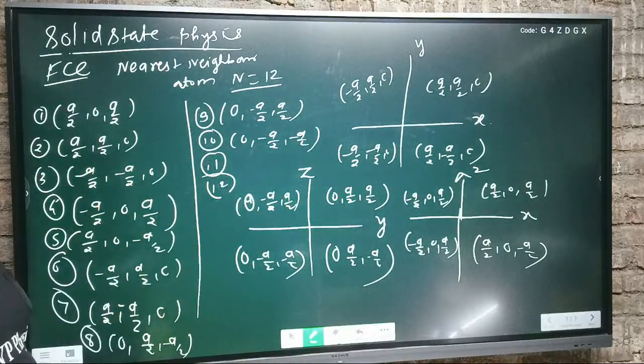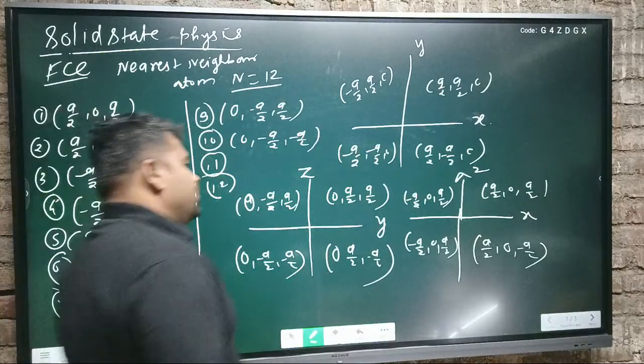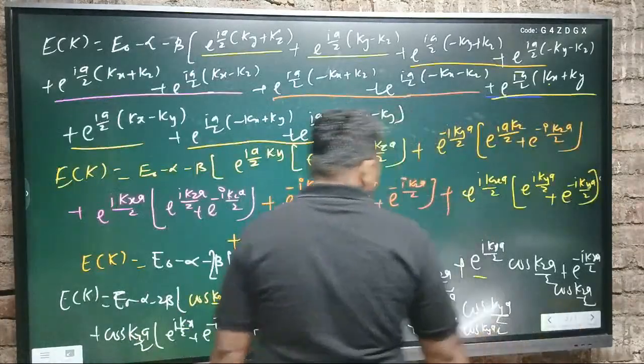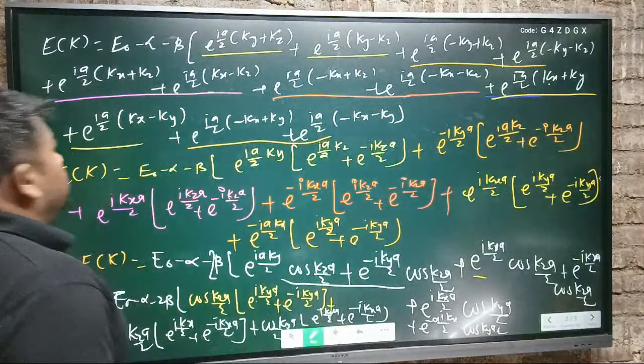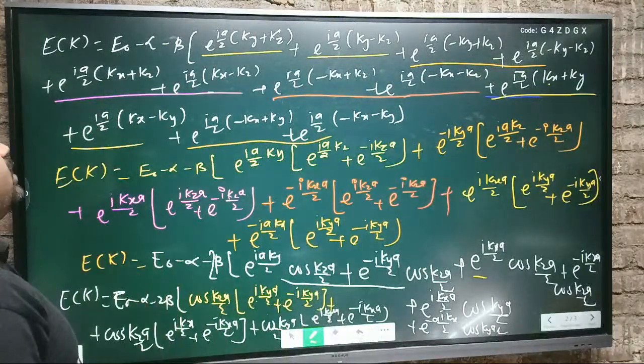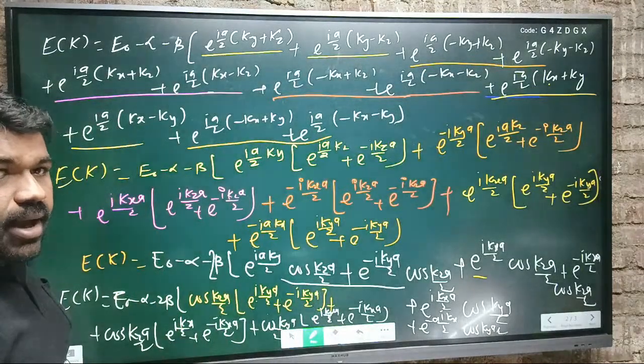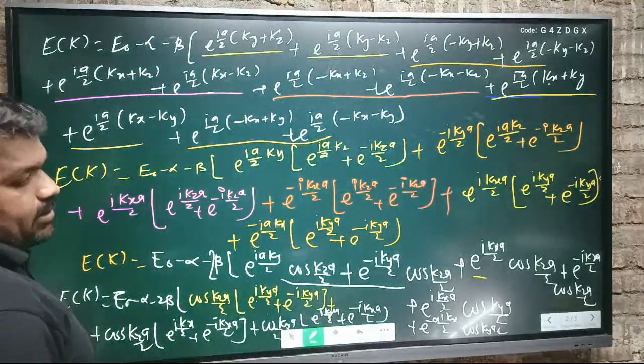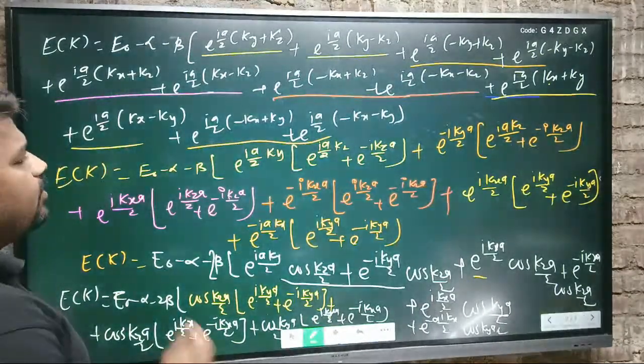11 and 12 numbers. Okay, or first next. This is that E naught minus alpha minus beta e to the power i k bar dot r bar. Write down all terms.